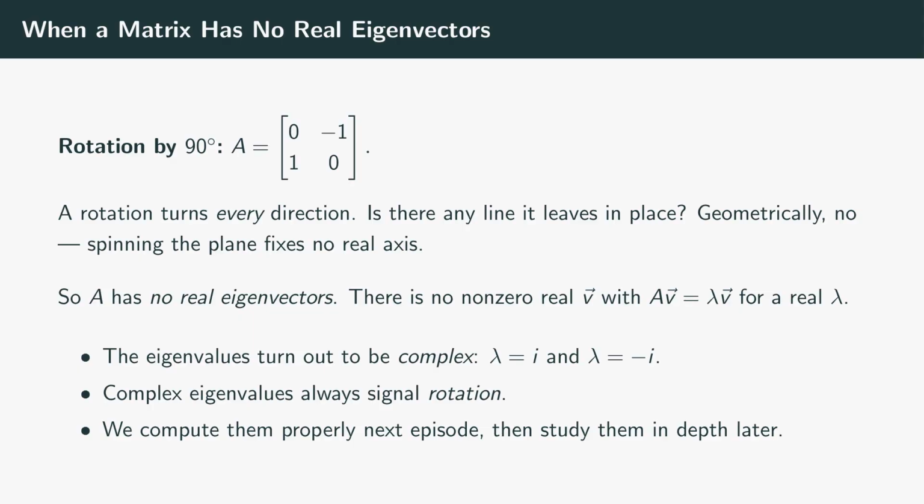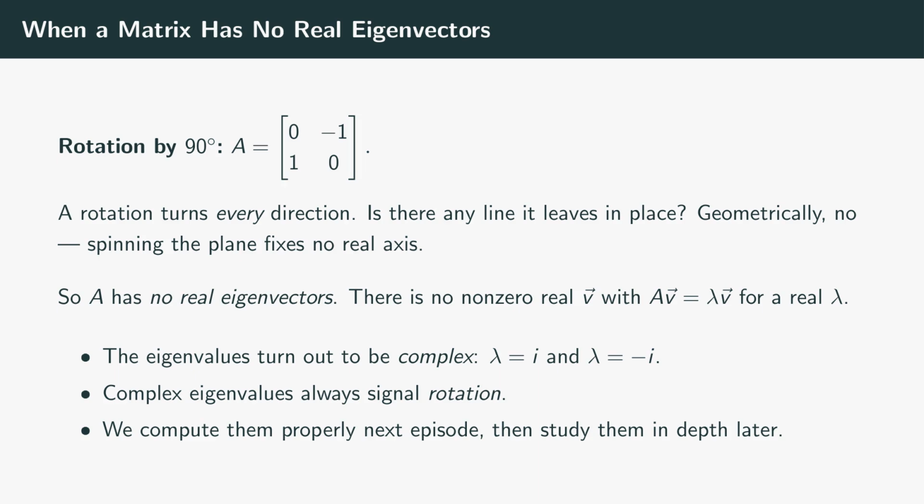Before the worked examples, an honest warning. Not every real matrix has real eigenvectors. Take a pure rotation by 90 degrees with matrix 0, -1 on top and 1, 0 on the bottom. Ask the eigen question: is there any line through the origin that this rotation leaves in place?